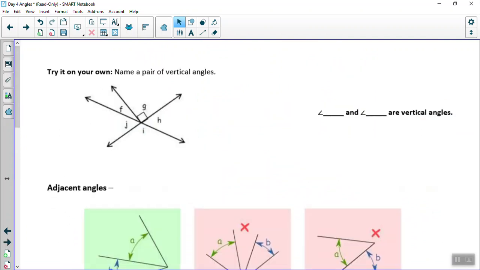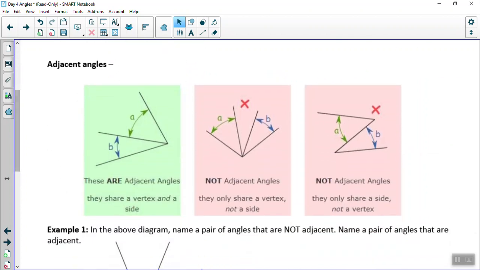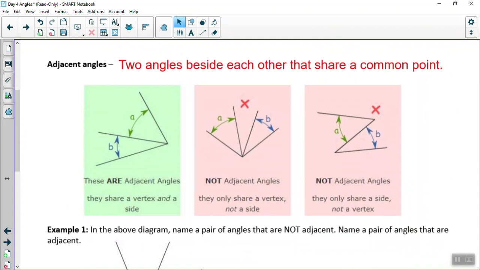All right, we have a try on your own, but first we're going to talk about one more angle relationship, adjacent angles. Adjacent angles are two angles that are beside each other, next to each other, that share a common point and a common side. So these two angles are adjacent angles. They share a vertex, which is that point right there, and a side.